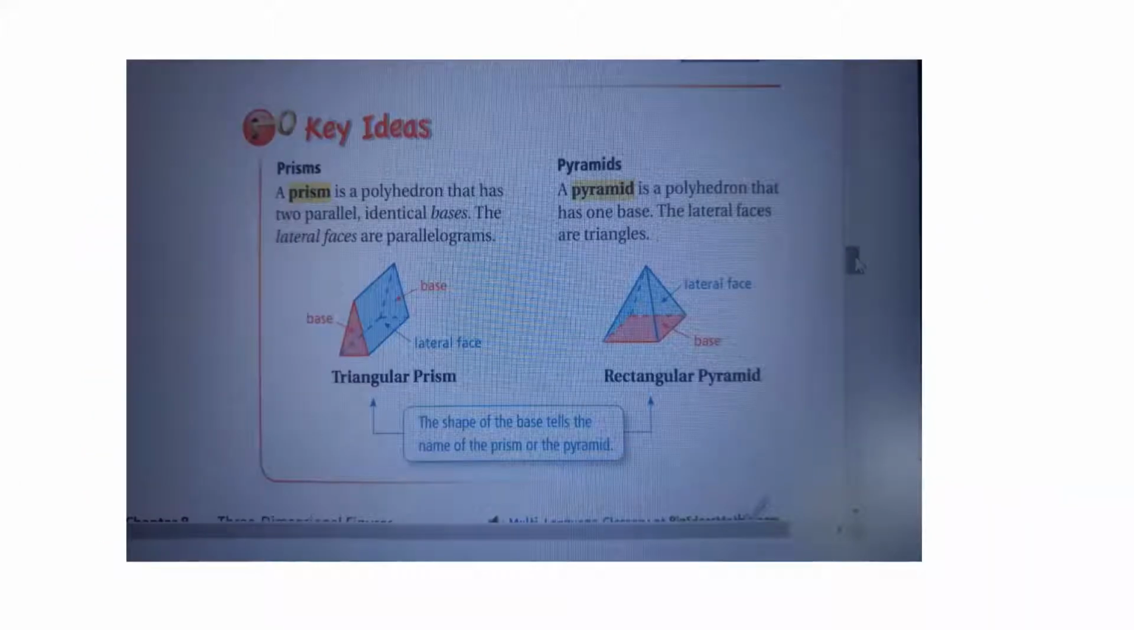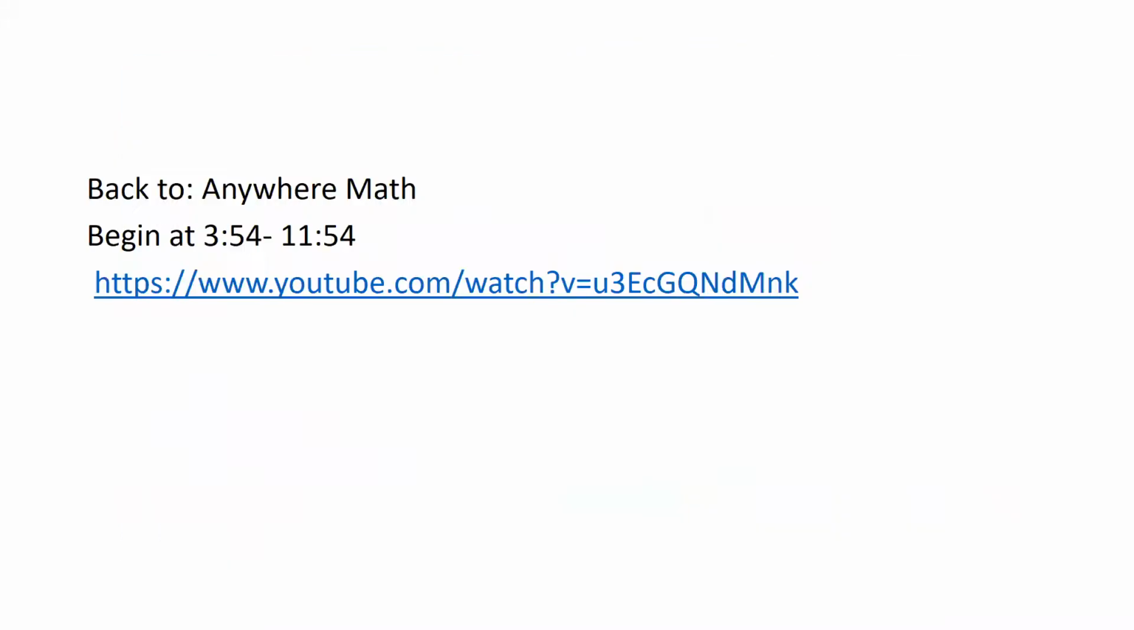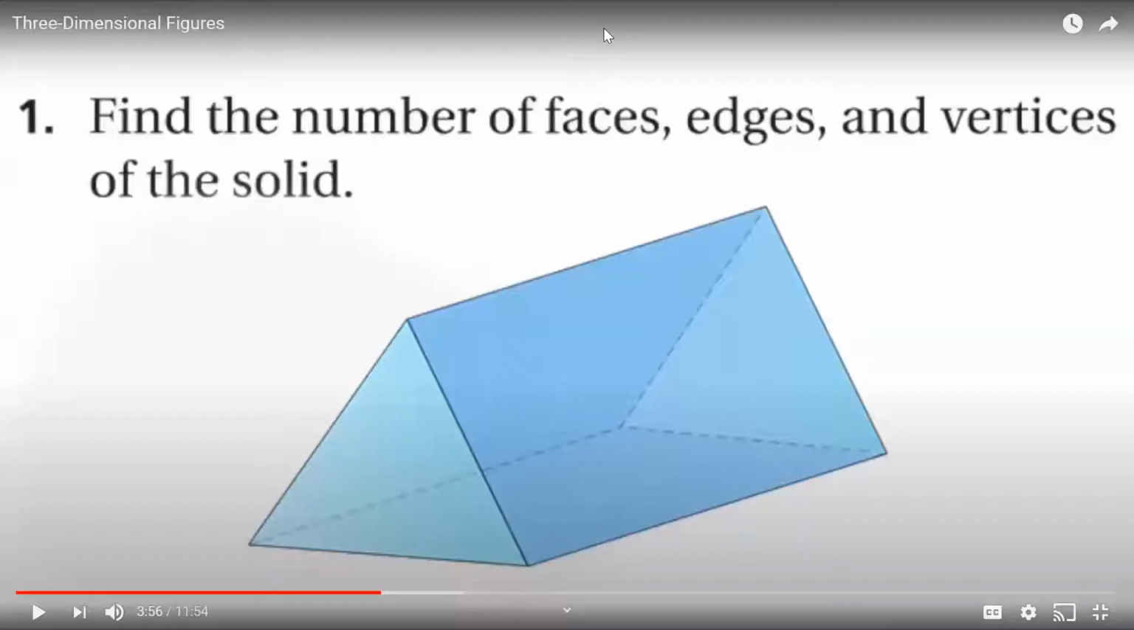And so our key idea is to take a picture again of our textbook. The definition for prism, as you see, and pyramid are there, and you see the examples of a triangular prism and a rectangular pyramid. All right, what I'm going to do now is I'm going to have you watch the rest of Anywhere Math. So I'm going to have you watch the rest of this piece that will address what we're doing today as well as Tuesday.